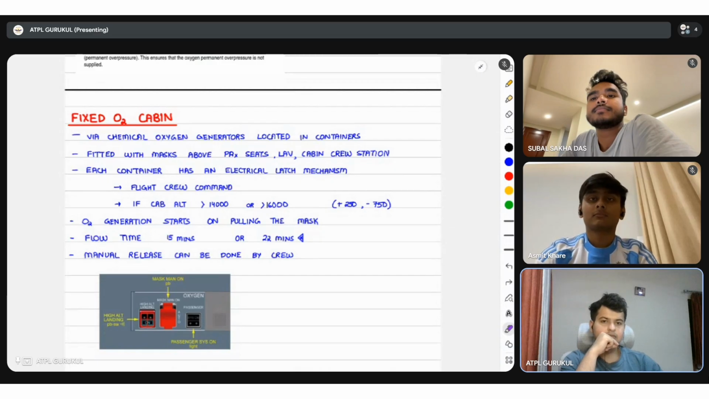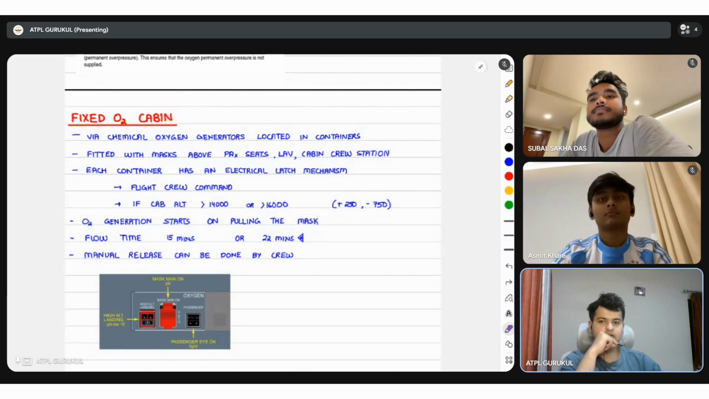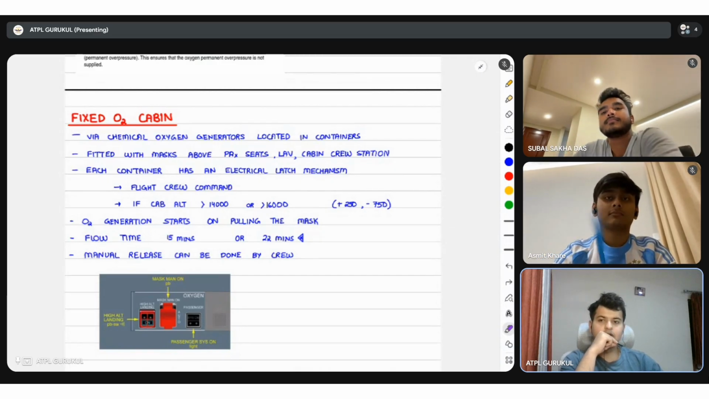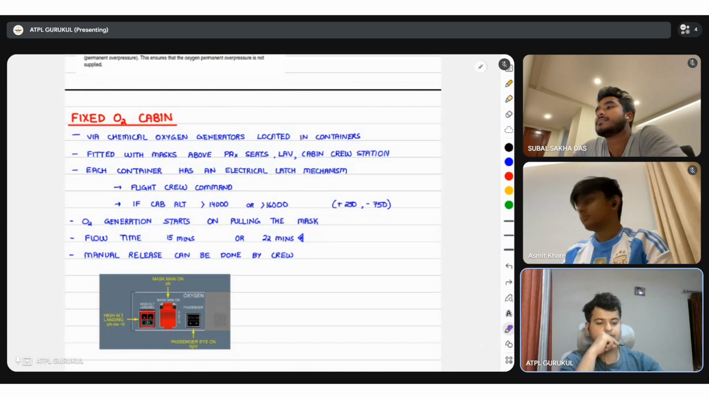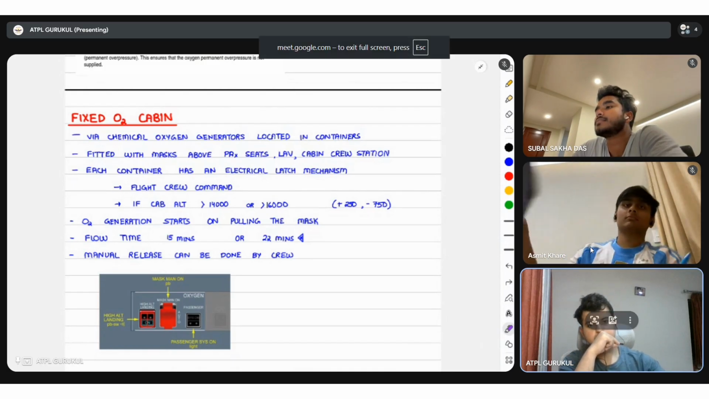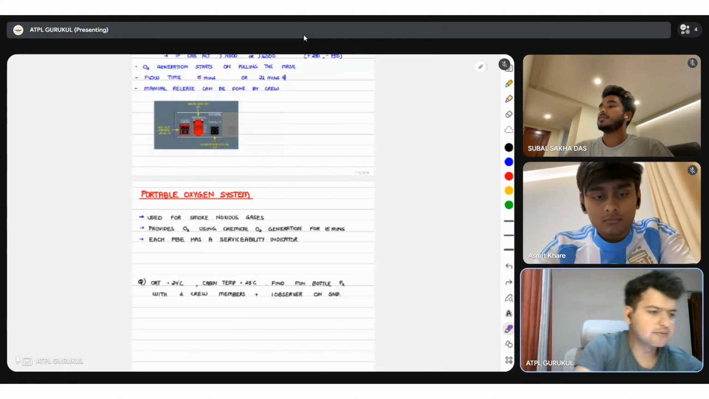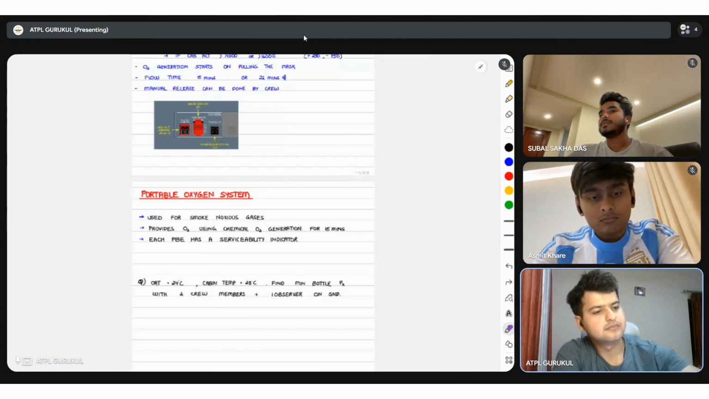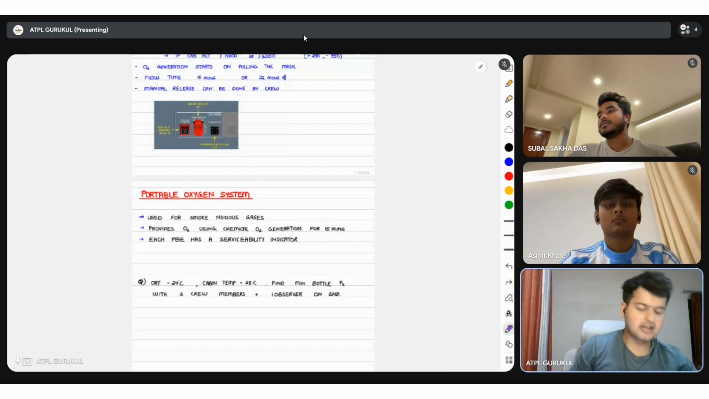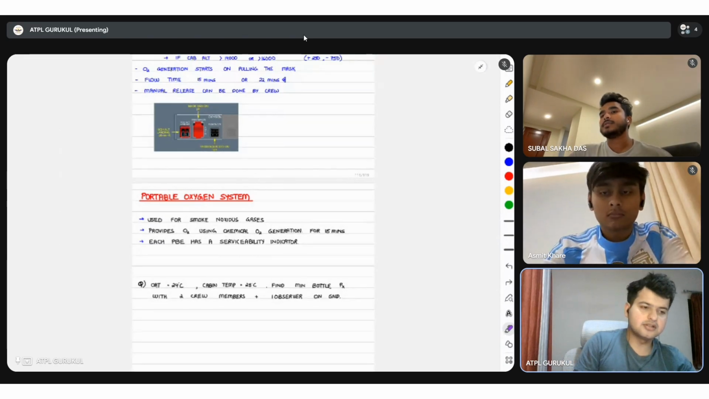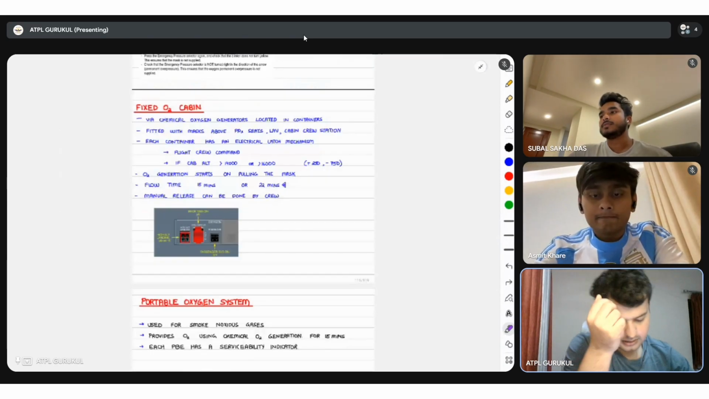Okay, that is all about flight crew oxygen. Now let's come to fixed oxygen in the cabin. Go through your FCOM first. Let me know if you have any doubts. Now that you have also checked it from the FCOM, go to the fixed oxygen system for the cabin. These two are the fixed system and the portable oxygen system. These two are fairly simple.